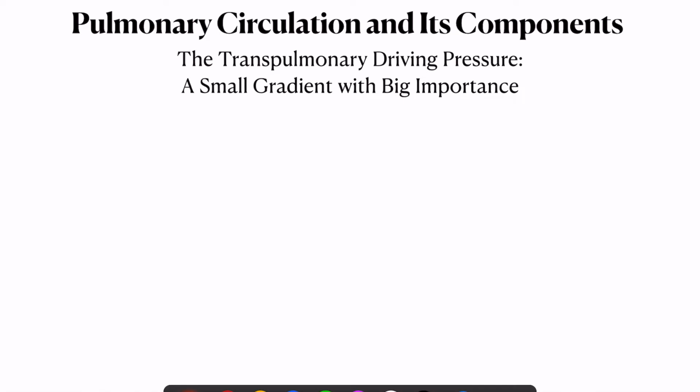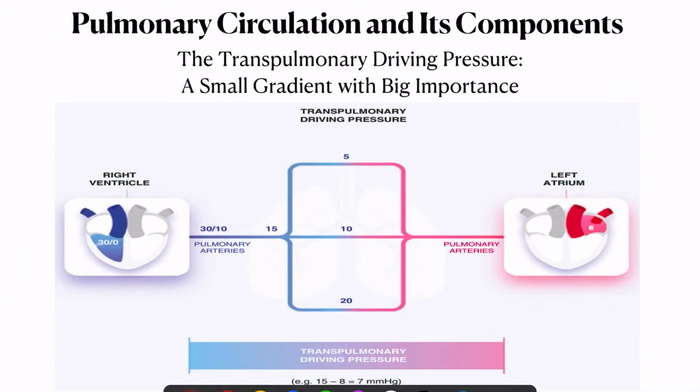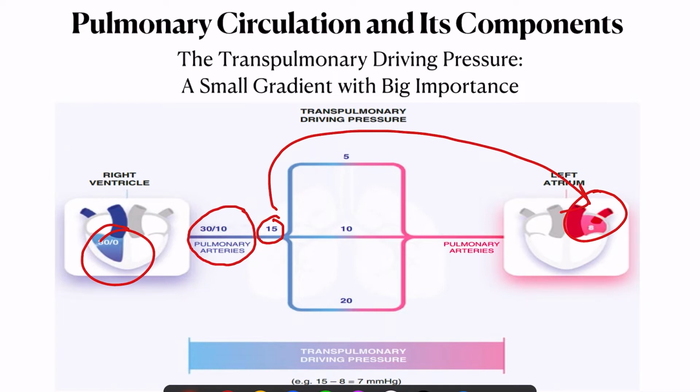Now, the transpulmonary driving pressure is a very small gradient, but it has extreme importance. So the driving pressure is the pressure between the right ventricle and the left atrium, while the pulmonary artery pressure is 30/10, which comes to an average of 15. So the gradient between 15 and the 8 pressure in the left atrium gives us the transpulmonary driving pressure.